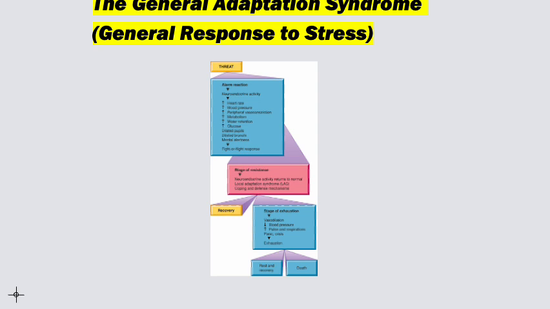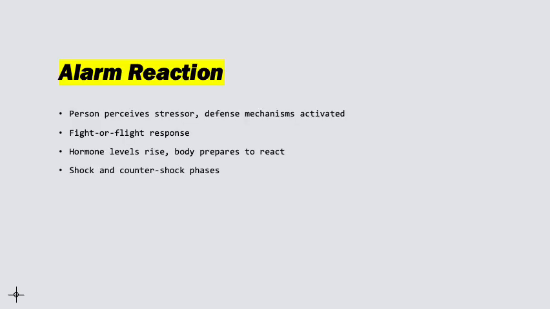Although the alarm stage is short-term, which can last anywhere from minutes to hours, the length of the resistance and exhaustion stages vary greatly, depending on such variables as the severity and duration of the stressor, the person's previous health and coping mechanisms, and the immediacy and effectiveness of healthcare interventions. In the alarm reaction stage, alarm is initiated when a person perceives a specific stressor and various defense mechanisms are activated. The sympathetic nervous system initiates the fight or flight response, preparing the body to either fight off the stressor or to run away from it.